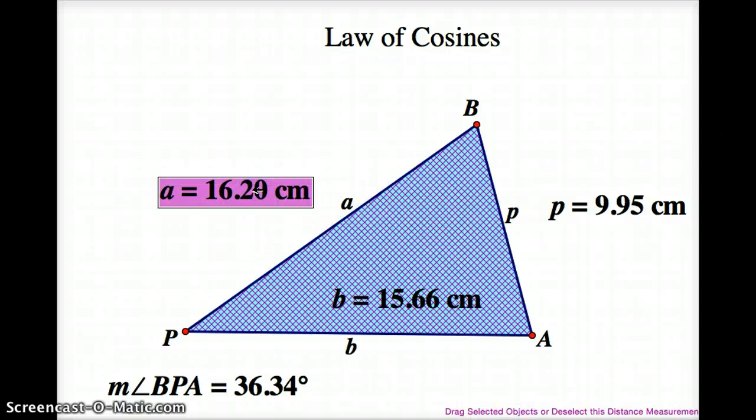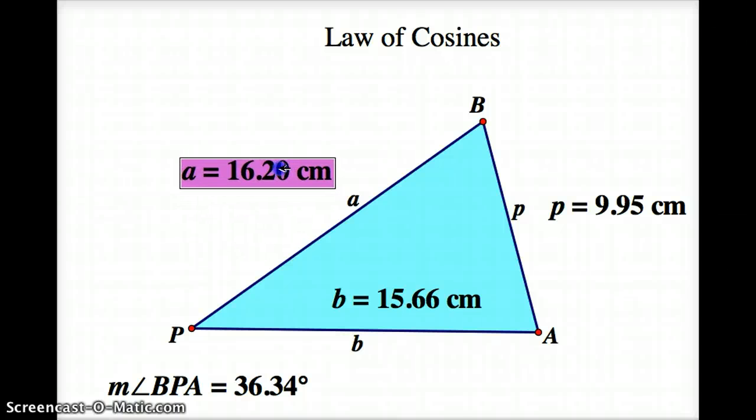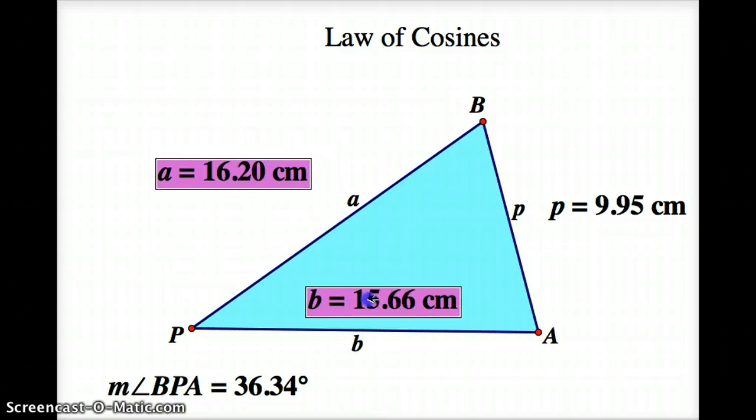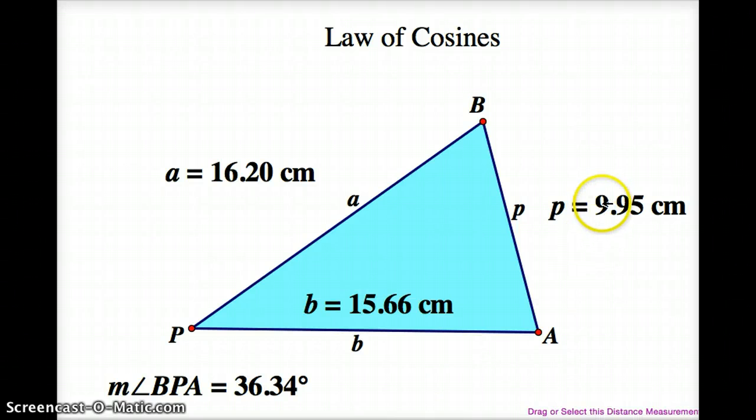Now, in this particular spot, I'm measuring A right here, and down here at the bottom, just to make it a little easier to see, I'm measuring B, and I'm going to put that right there. So B is 15.66. And then over here on the side opposite this angle, I'm going to call it P, and 9.95 centimeters. The only angle that I'm going to emphasize is this angle P at the bottom.